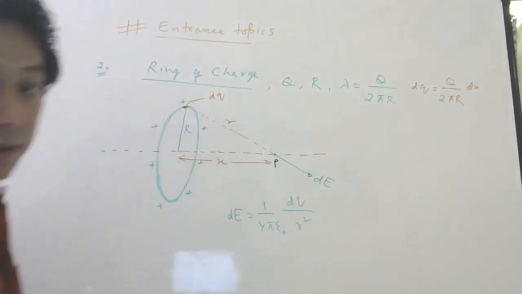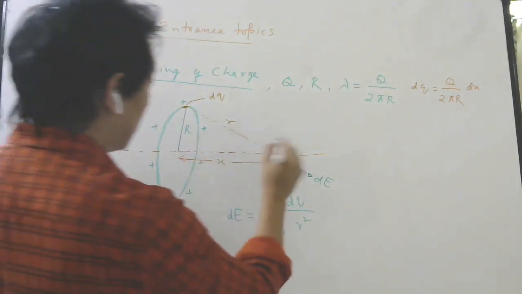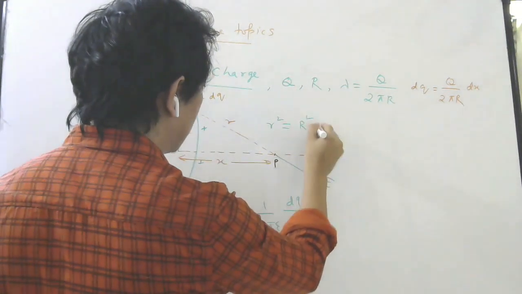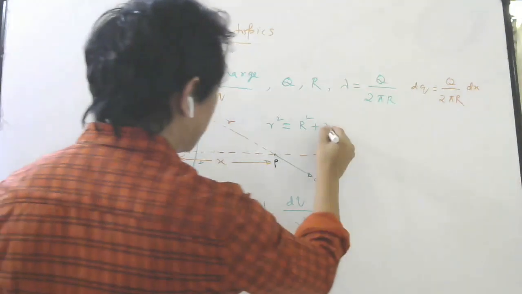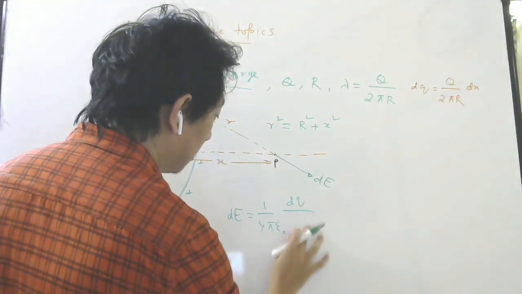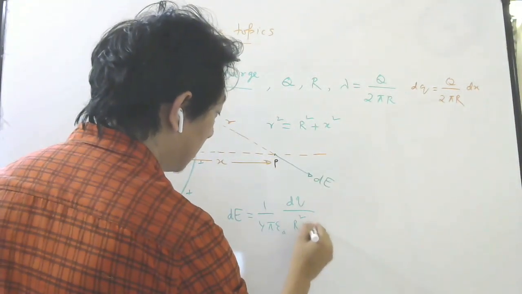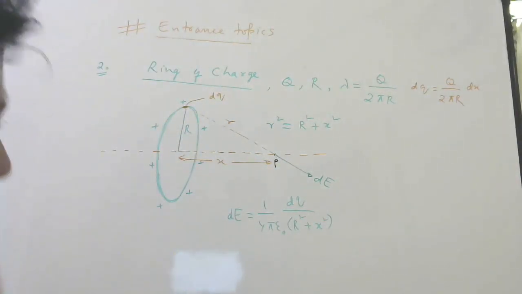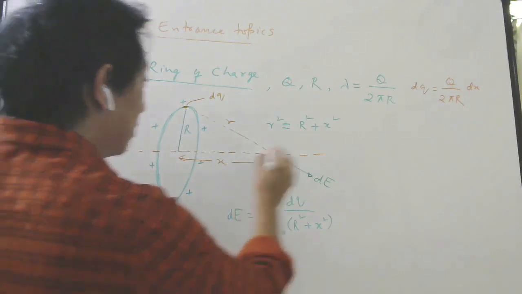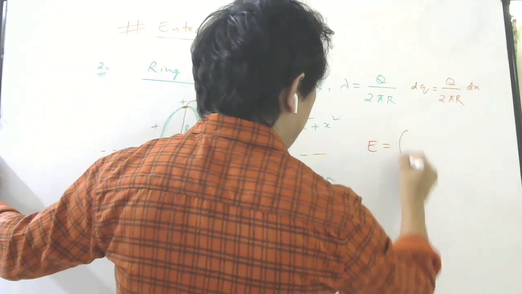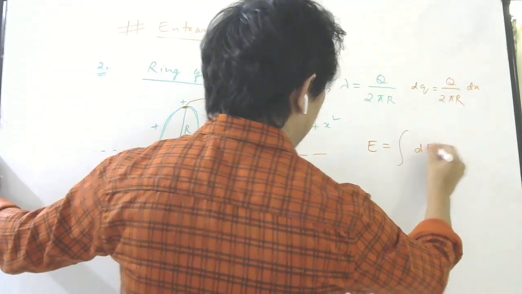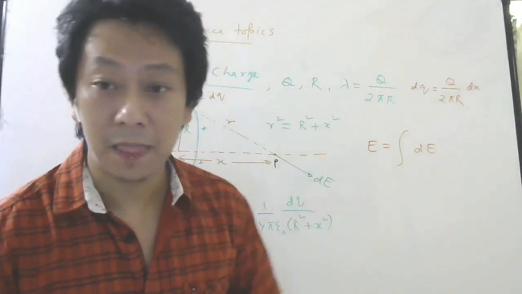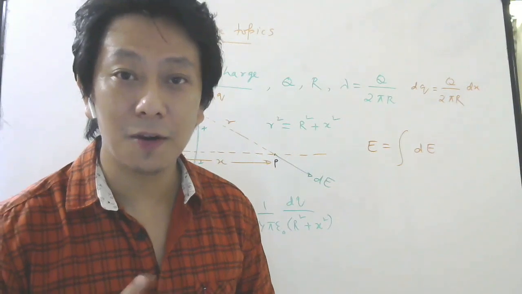square, right? Now this r square, you know from the Pythagoras theorem, you can write as R, the radius, square plus this x square also. So if I substitute here, what will I get? R square plus x square. Okay, fine. Now to find the total electric field, previously what I told, integrate dE. Am I allowed to do this now? Yes or no? Am I allowed or not, students?